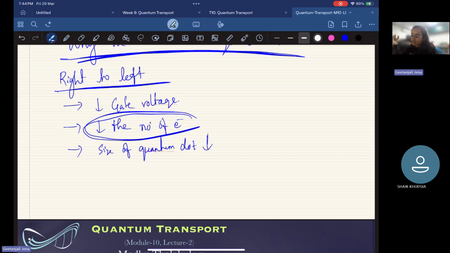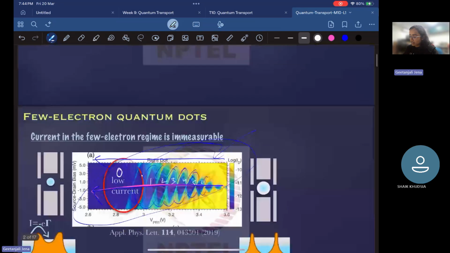So because of that, in the low current region, if you look at this diagram, this is the saturation point, or the threshold point of a device. Below this value, the device is not able to measure the current. So that is why it's showing that the current is zero, or the current is low. But it doesn't mean that the charge is also zero there.